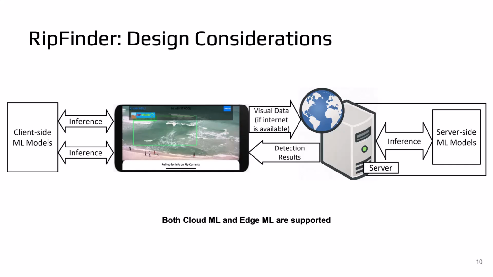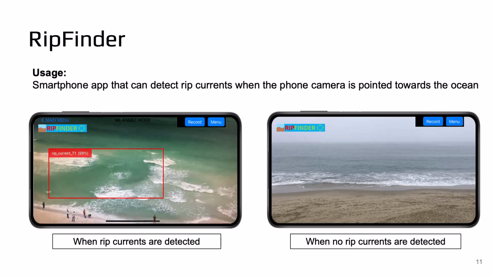On the other hand, if there is reliable internet connectivity, that can also be used in the app. In that case, the video stream would be uploaded to the server. There will be some delay, but still the processing is possible on the server. The server is obviously much faster. It can process in real time and send the data back. Even with some delay, it can be almost real time. But if that is not available, then the user can always rely on the local ML models. That's our goal here. So the bottom line is both Cloud ML and Edge ML are supported in the RipFinder app. This is just some example.